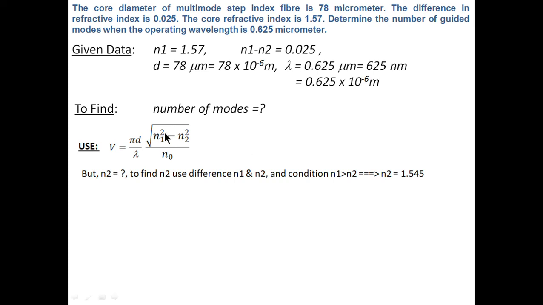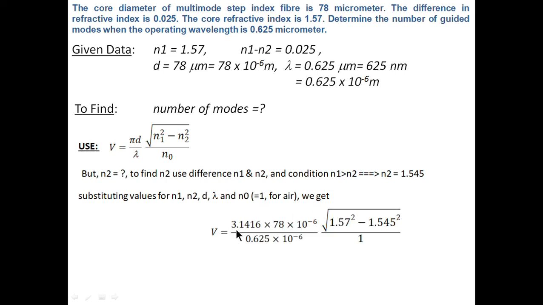Once you have N1, once you have N2, and the condition here is that N0 is air. Okay, whenever there is no material or the refractive index of the medium is not given, assume it to be air. Okay, so substituting the values of N1, N2, D, lambda, and N0 equal to 1 for air. Whenever there is no refractive index of the surrounding medium given, keep it as 1, which is air.